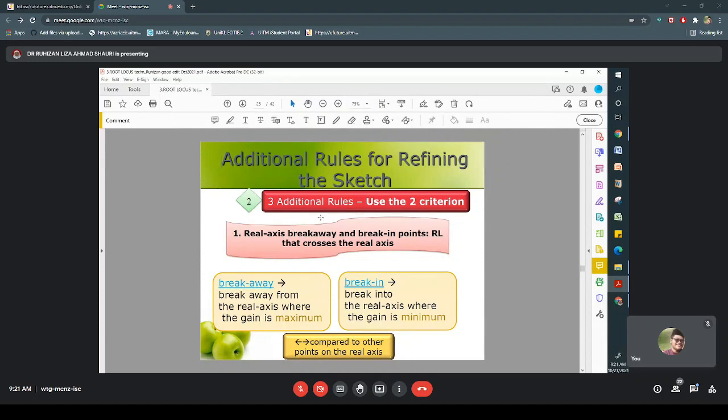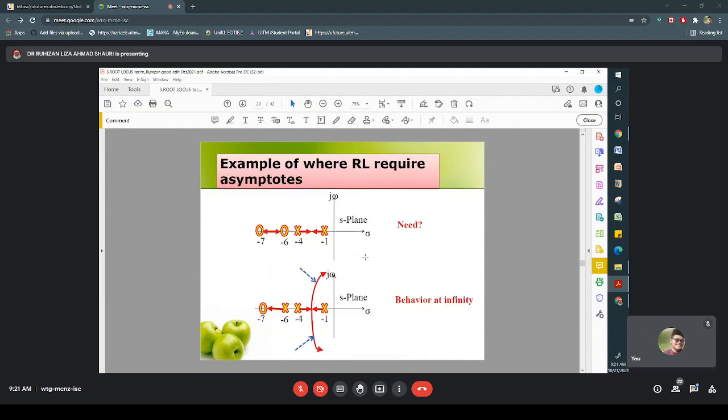The sixth rule, which is part of the refining rules when you sketch your root locus. The first one is the breakaway and break-in calculation. Now let's look at one page before, this example on page 24. It's clear that you need to calculate the point so that you know where it breaks out.